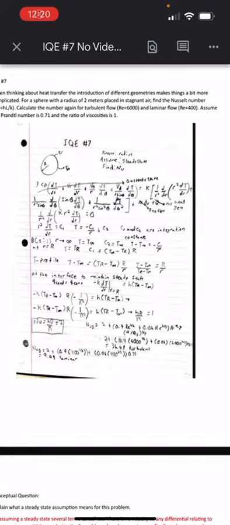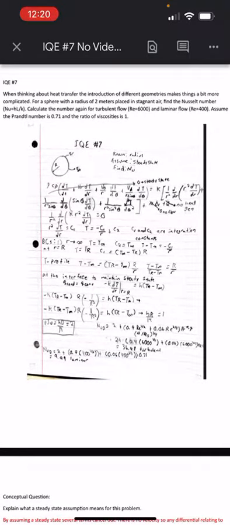In this problem, we have a sphere placed in stagnant air, and we need to find the Nusselt number. For the first part of the problem, we don't need this information, but we have the Reynolds number for laminar and turbulent flow, and then the Prandtl number.